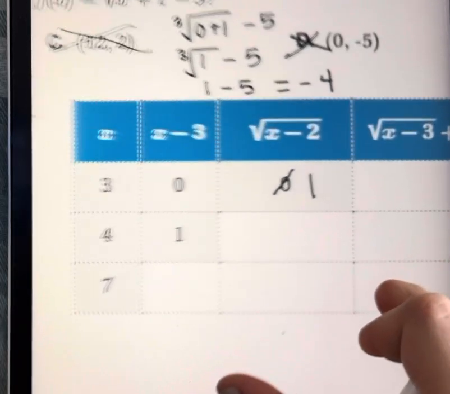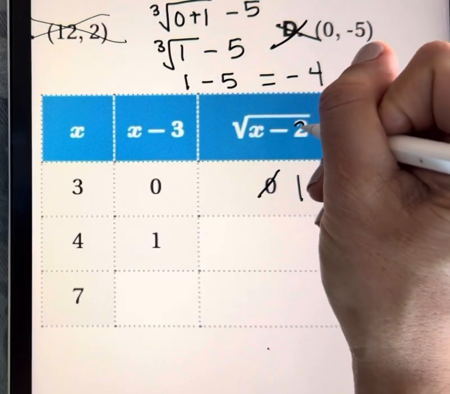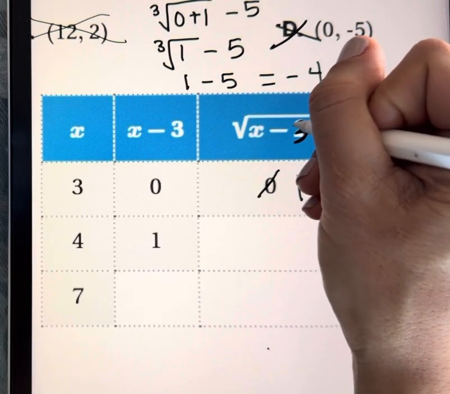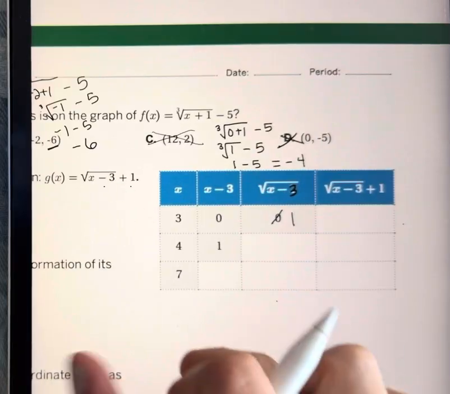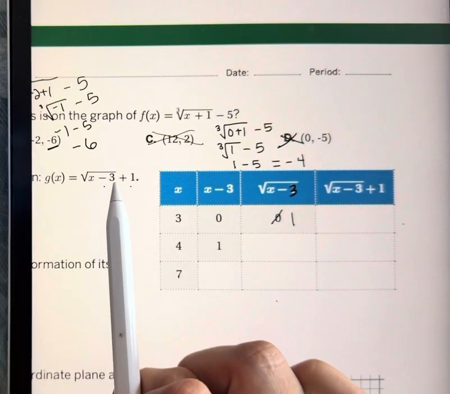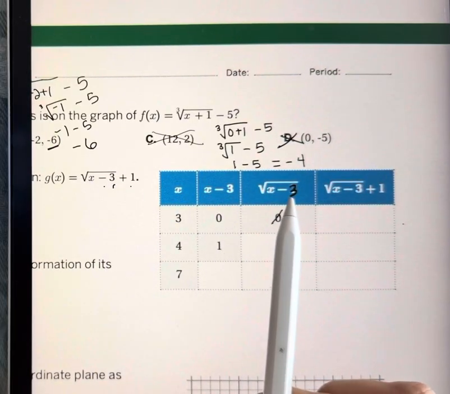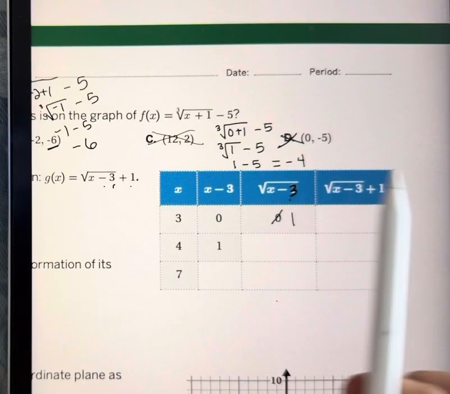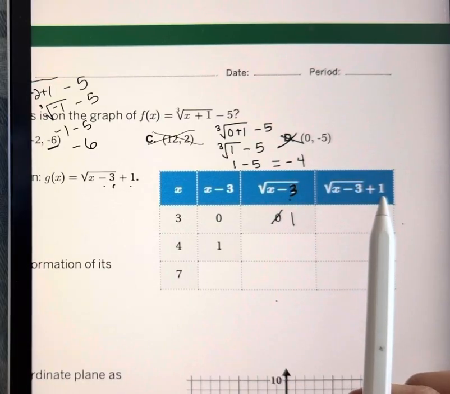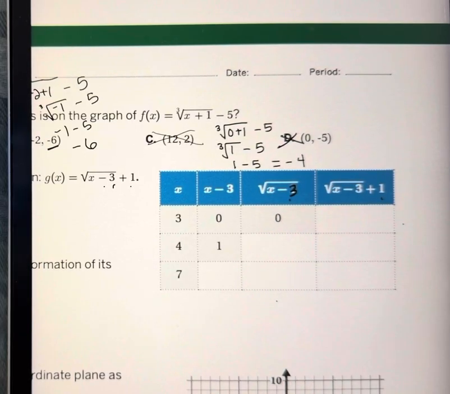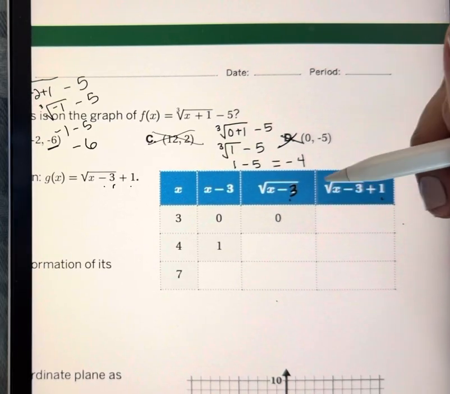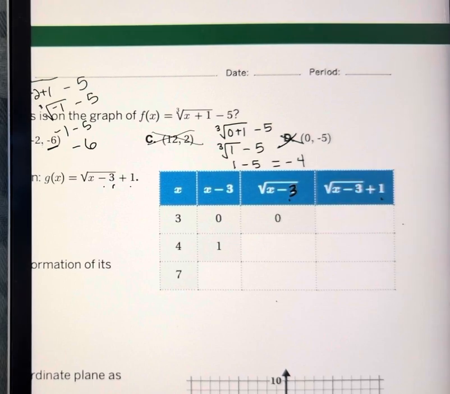Ah, I know what they did. They meant for this to be a 3. I get it. They're building the function, you guys. Start out with doing x minus 3. Then let's square root x minus 3. And then let's add 1 to it. Got it. They made a mistake right there. I think that's a typo. That should have been a 3, not a 2.